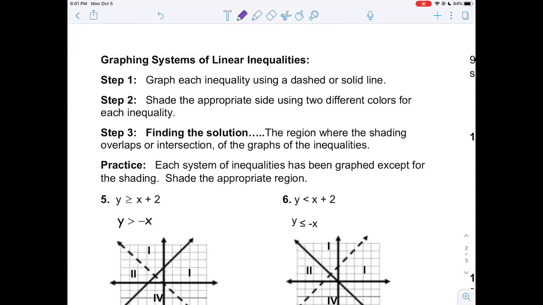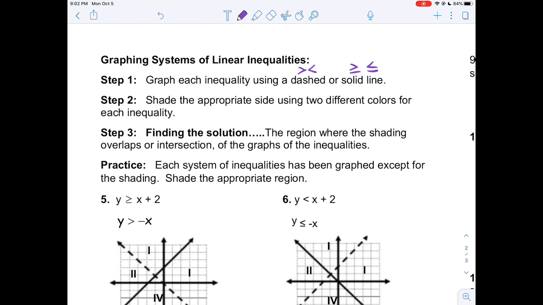Now we're going to talk about graphing systems of linear inequalities when we are given the system in written form. The first step is to graph each inequality using dashed lines if we have a less than or a greater than, or solid lines if we have greater than or equal to, or less than or equal to. The second step is to shade the appropriate side using different colors for each inequality. And then finally, we will find the solution. The solution is going to be where the shading overlaps, or the intersection of those shaded regions.